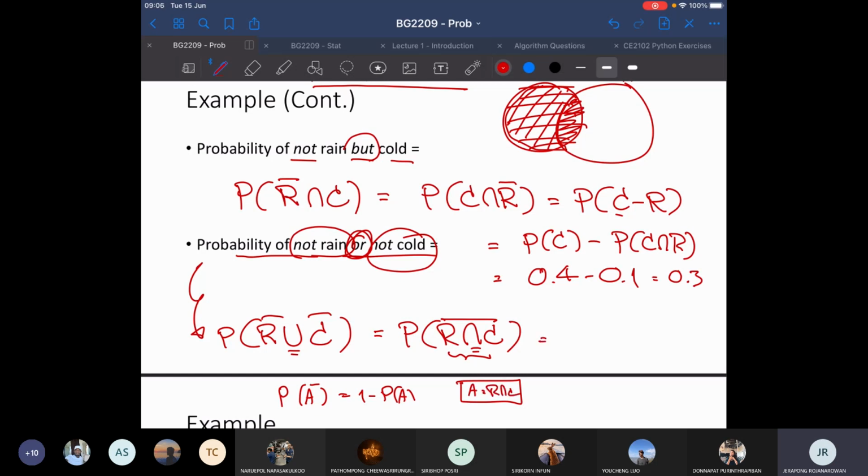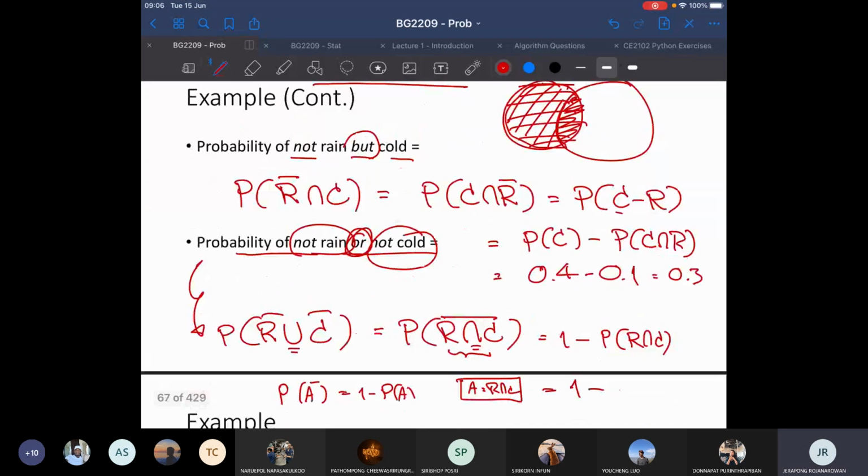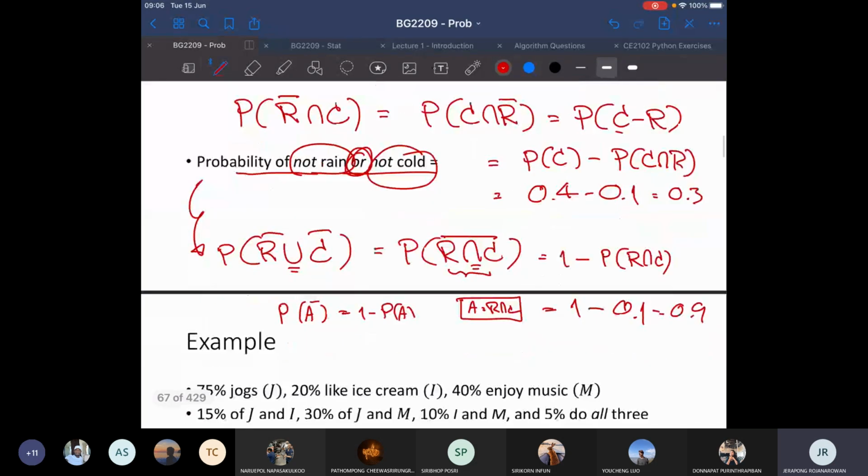So what do you get? It is 1 minus P(R intersect C), right? P of this one, R intersect C. Where is it? 0.1. So this is 1 minus 0.1, which is 0.9.